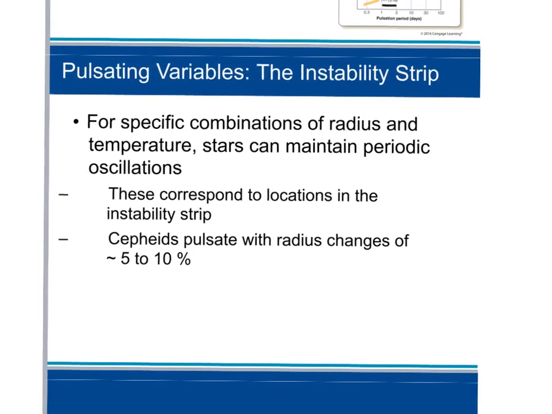And then a pulsating variable is for some combinations of radius and temperatures, a star can maintain a periodic oscillation. And that corresponds to locations in the instability strip. So we're starting to see a star move from a stable phase into the unstable phase and leading on to death. And the Cepheids pulsate with radius changes of about 5 to 10%. So that little bit of degradation right there is enough to cause a pulsating variable or a pulsating star, and that's going to change its radius and temperature, where it's going to fluctuate in those areas.